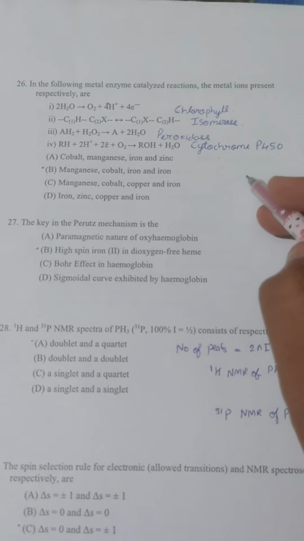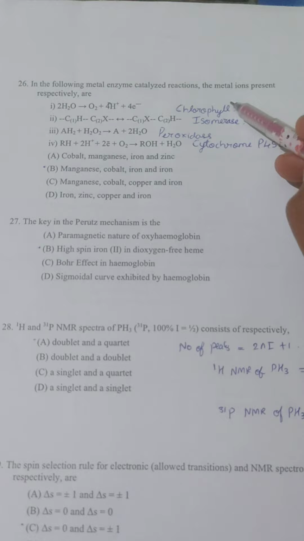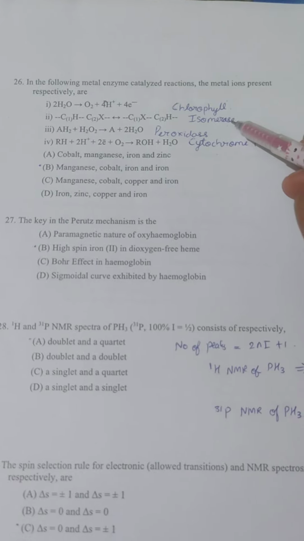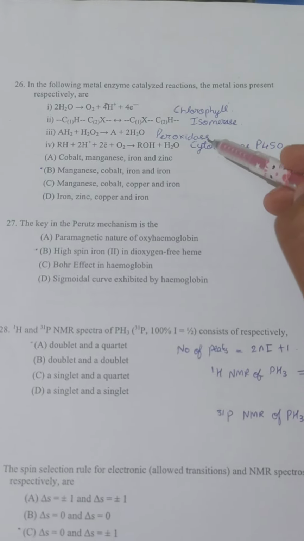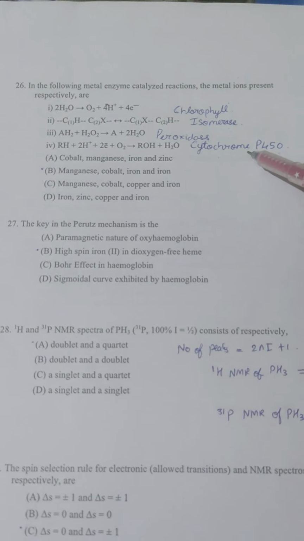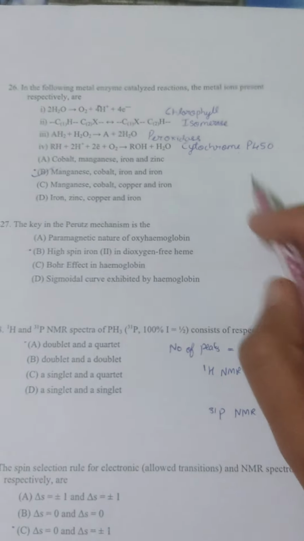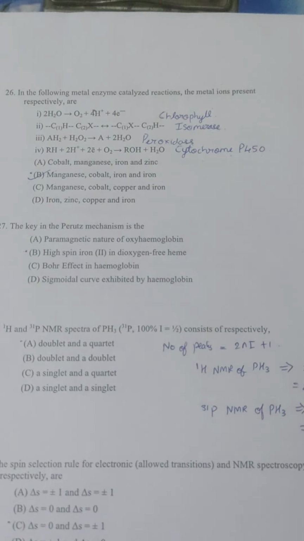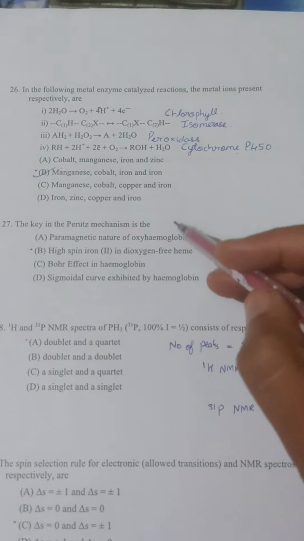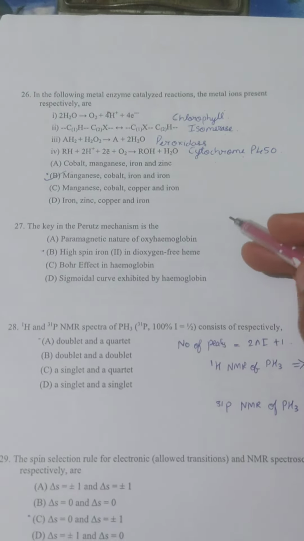For this, chlorophyll will have Mg, that is magnesium. Isomerase is cobalt. In case of peroxidase and cytochrome P450, we'll get iron. So option B is the correct one. For this question and the next question, you can refer to Bioinorganic Chemistry by A.K. Das. We'll get the exact answer for this.